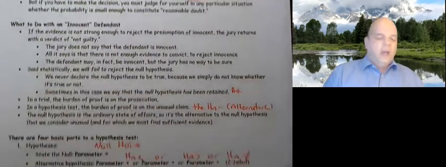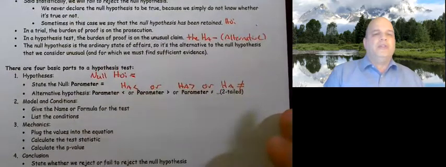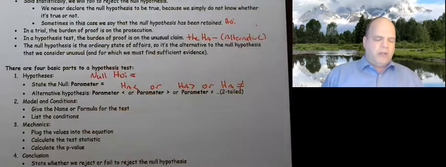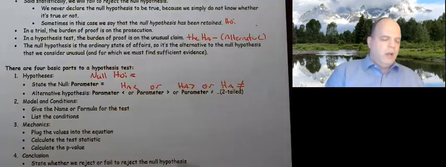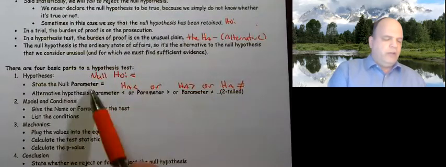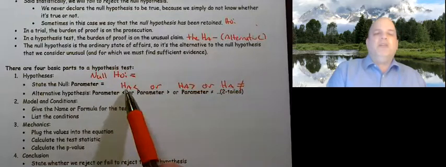There are 4 basic steps to the hypothesis test. One is to state the hypothesis. And by the way, the recipe card will break this down very specifically. The null is a statement of H0 equals. So that's your null hypothesis. Your alternative hypothesis can be stated one of 3 ways.